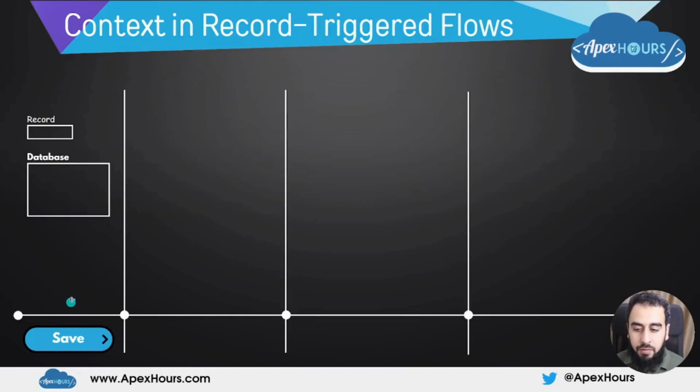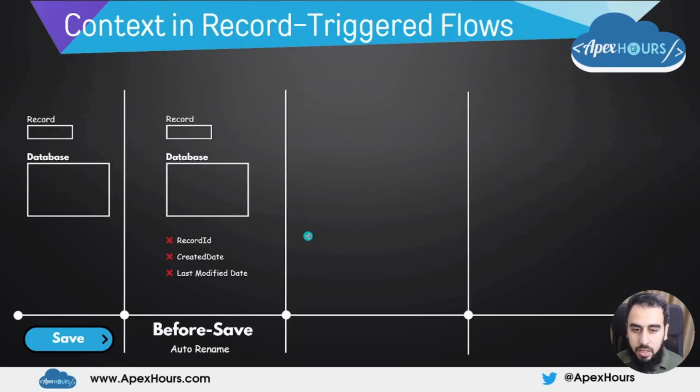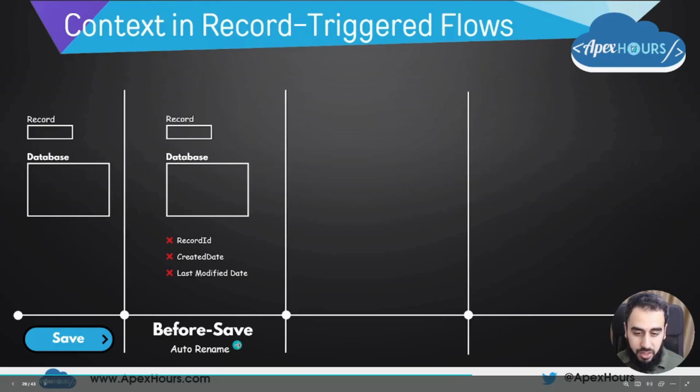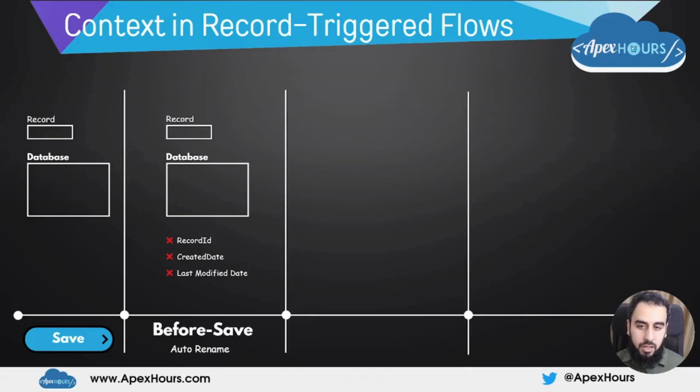And then you click save. What happens after you click save is the before save flow is going to run. Let's say that we have an automation called auto rename that's running in fast field updates. This flow is going to run at this point. At this point, the record has not been sent to the database yet.